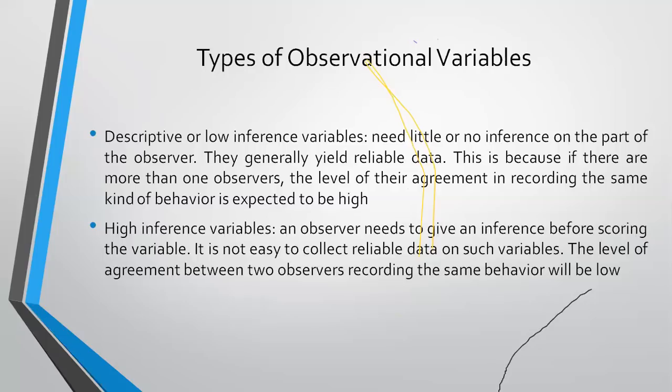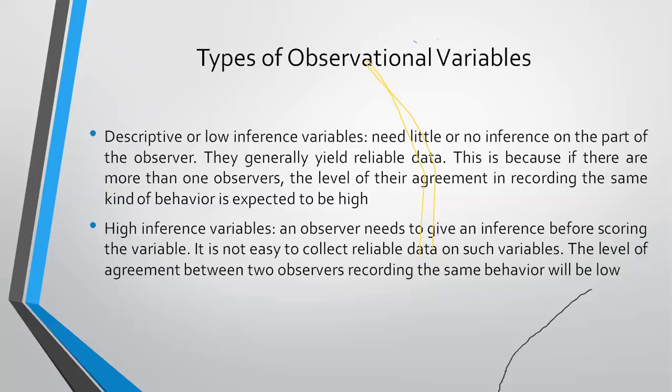the responses you generate are of low inference. So when you have two or more observers at the same time, you get good and reliable data because none of you has interfered in the outcome of the observation. Then we also have high inference variable. For the high inference variable, an observer needs to give an inference before scoring the variable. It is not easy to collect reliable data on such variables because you have interfered as a researcher. You yourself have interfered in the outcome of the research.